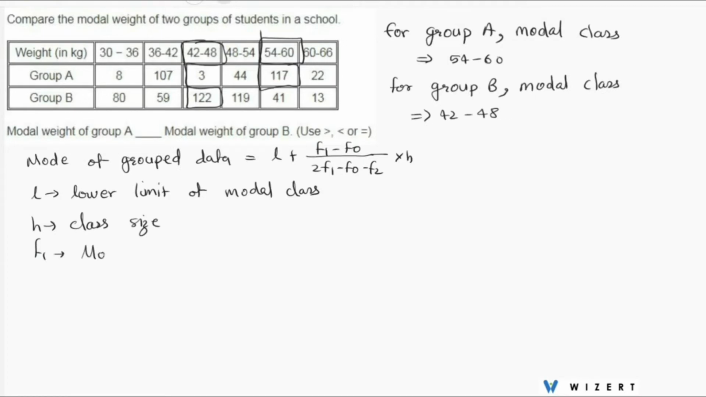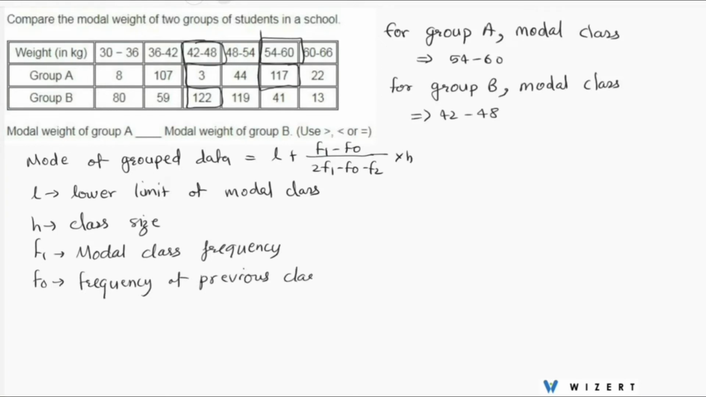f1 is the modal class frequency, f0 is the frequency of the previous class, and f2 is the frequency of the next class of the modal class.